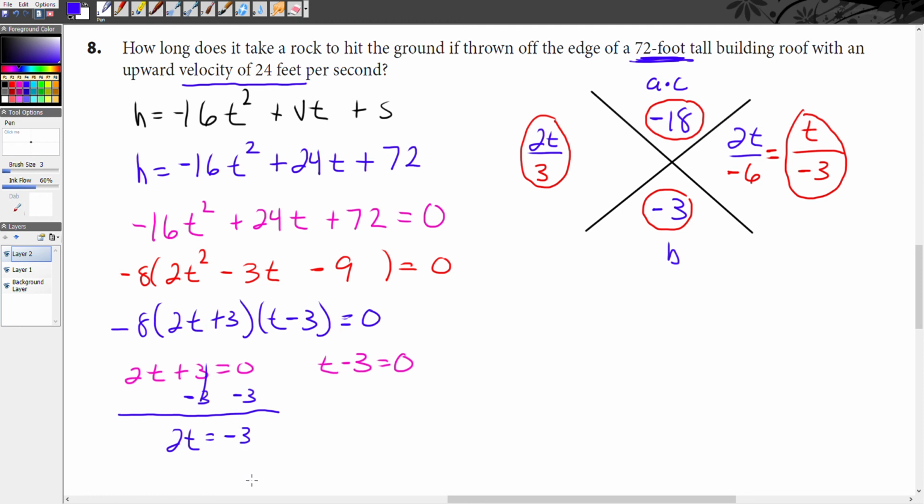Now, if you were paying attention to the last example, you're already taking a look at this saying, well, that doesn't make sense, because I cannot have a negative answer when I'm talking about measuring time. So this answer here is not going to make sense. So let's take a look at the next one.